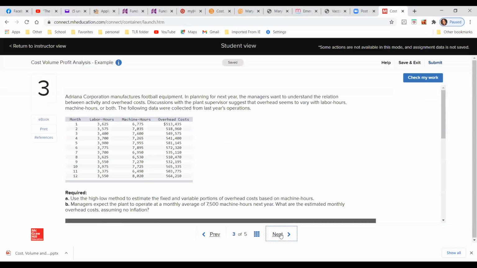Let's try one more problem. This one here might be a little clunky for me to do. Let me see if I can do it though. I'm going to try. This one's clunky because I'm going to have to switch back and forth between screens, but let's see if we can do it. Adriana Corporation manufactures football equipment. Well, first of all, before I go any further, any questions about the two problems that we went over?